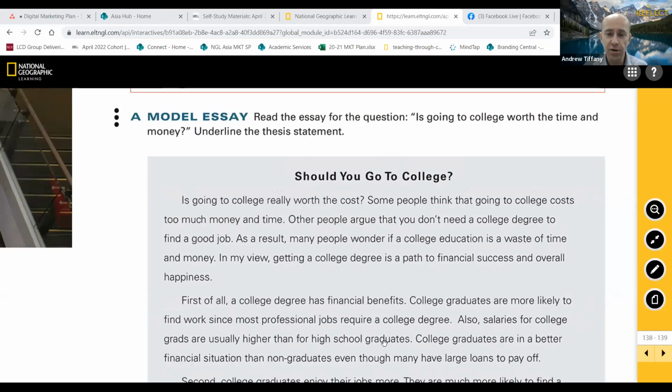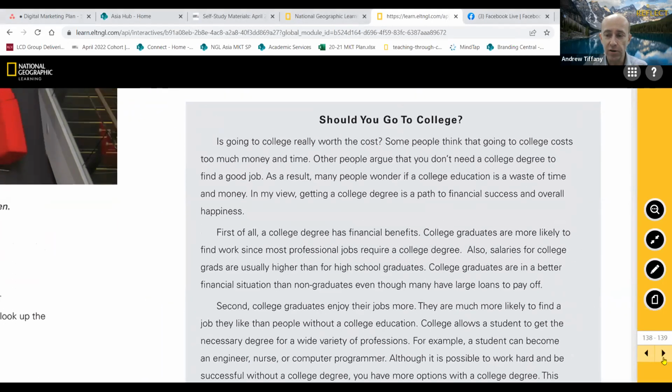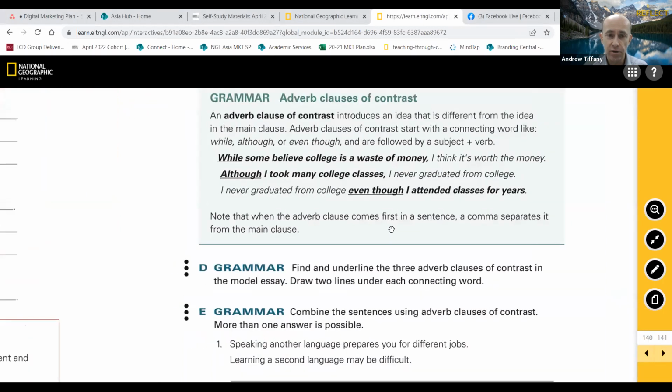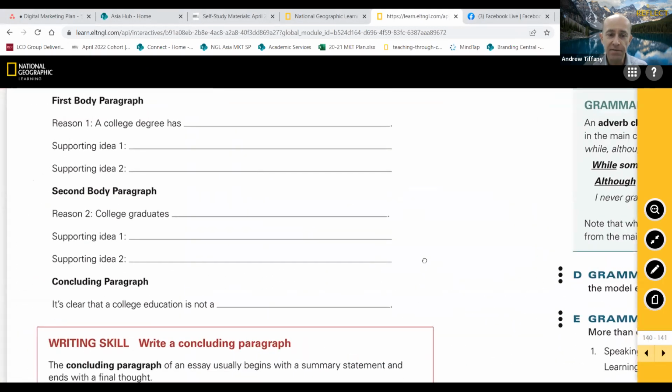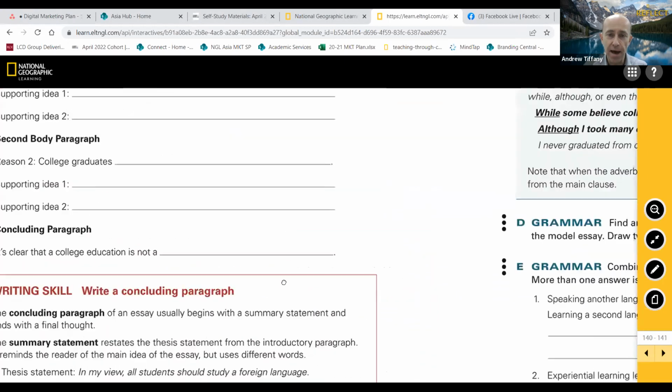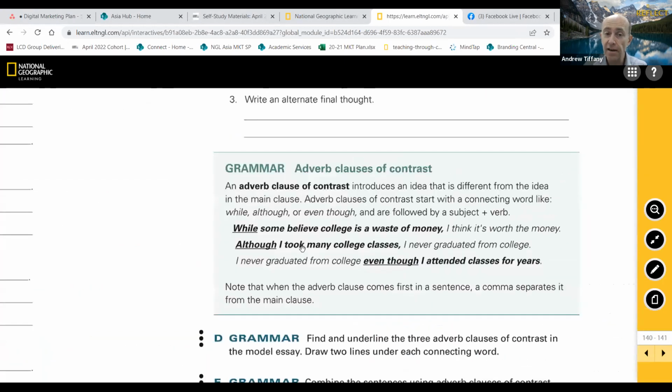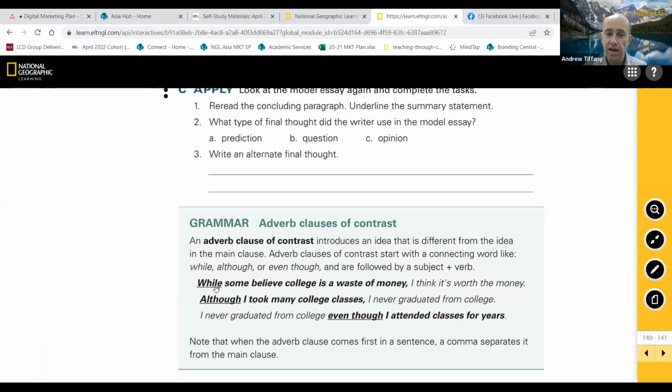Okay. So as we go through and we analyze that, we can look at all the different pieces, which is here, right? And then after that, we learn about paragraphs, but also about a little bit of grammar, okay? Adverb clause of contrast. And so in this one, we've got a couple of ideas. So while some believe college is a waste of money, I think it's worth the money. Although, blah, blah, blah, I, blah, blah, blah. Even though I, blah, blah, blah. So two contrasting ideas, and we set them off with an adverb, okay? So while, although, or even though.